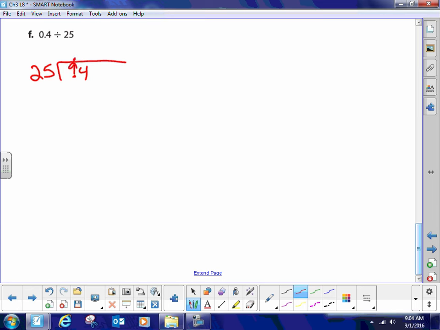25 does not go into 4, so you got to give it a 0. That's why it's important that we put these zeros. Annex a 0. 25 does go into 40 1 time. 25. What is that? 15. Right? Okay. Annex a 0. Bring it down. 25 does go into 150 though. Let me see, 6 times. 150. Excellent. And then we do our check.